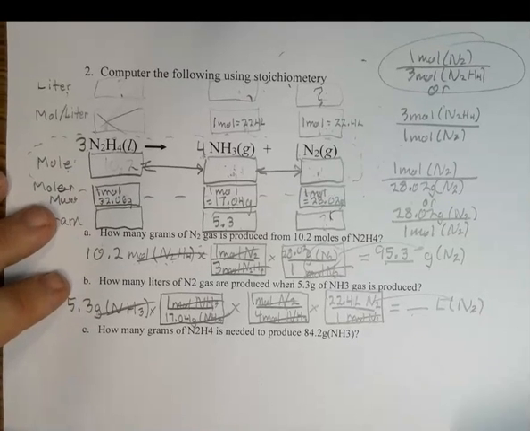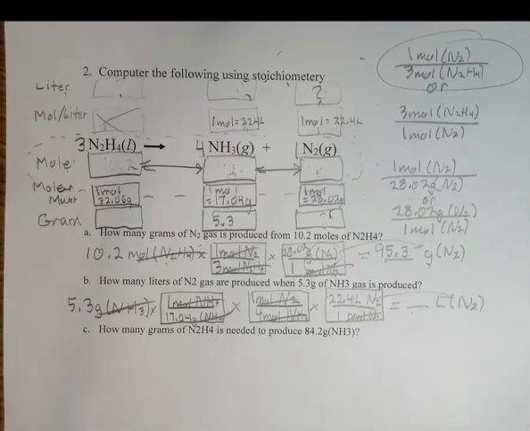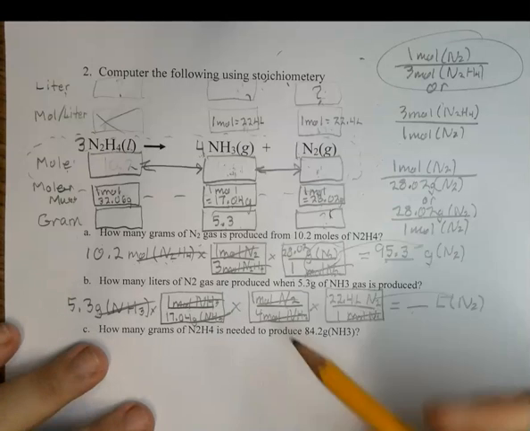So let's go ahead and multiply. That's going to be 5.3 times 1 times 1 times 22.4 divided by 1 divided by 4 divided by 17.04, and I get 1.74.